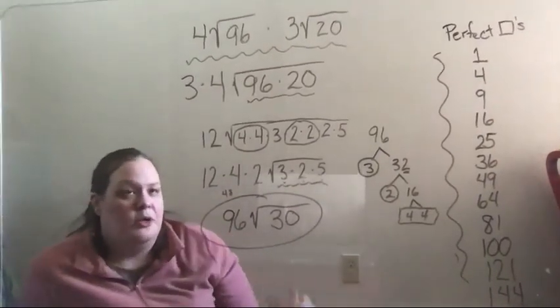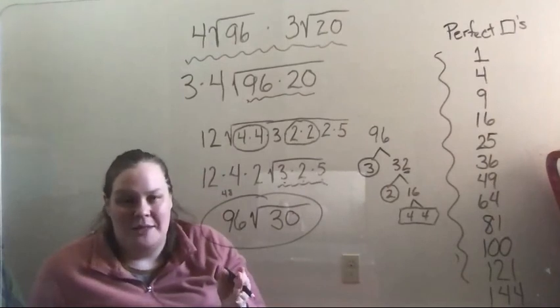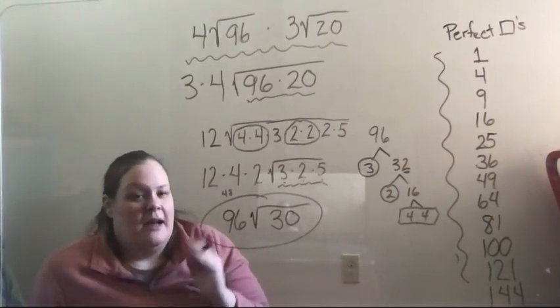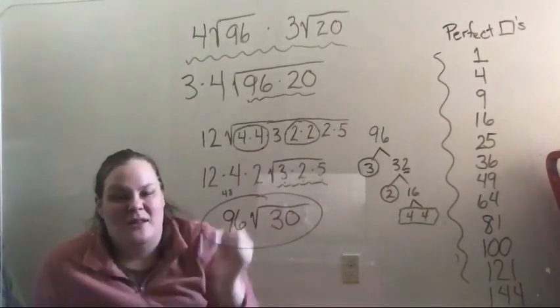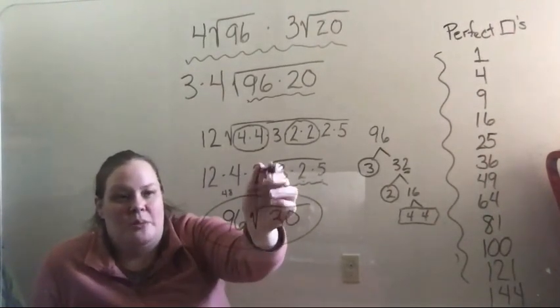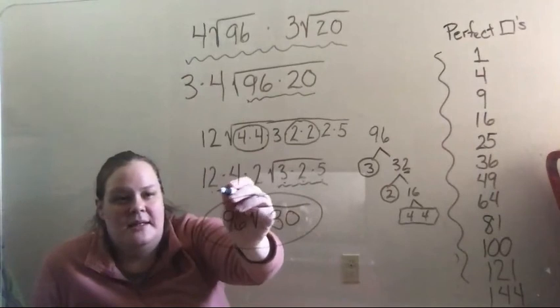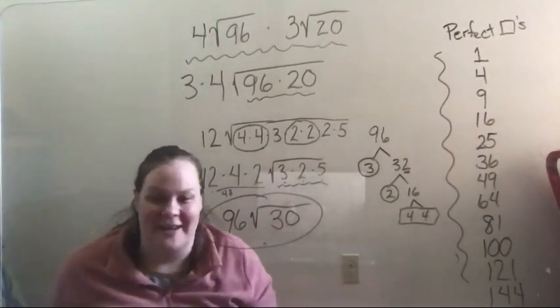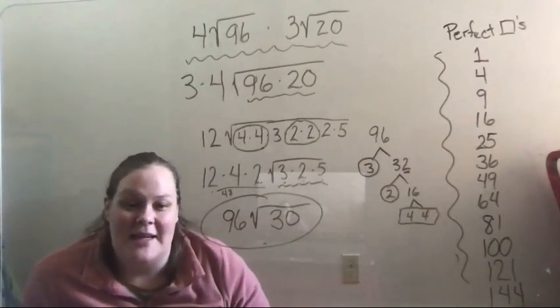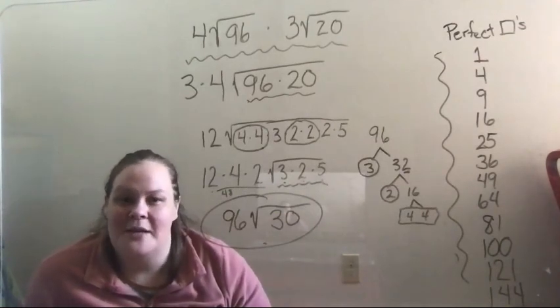Okay, make sure that you're multiplying outside numbers with outside and inside the radical with inside the radical. Make sure you're finding all those factors. Then make sure you're bringing any with doubles outside and putting them all back together to get your final answer. And that is how we are multiplying radicals.